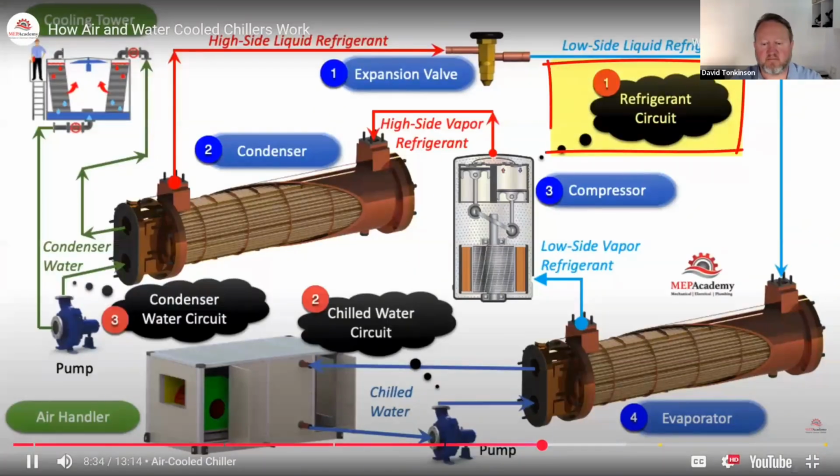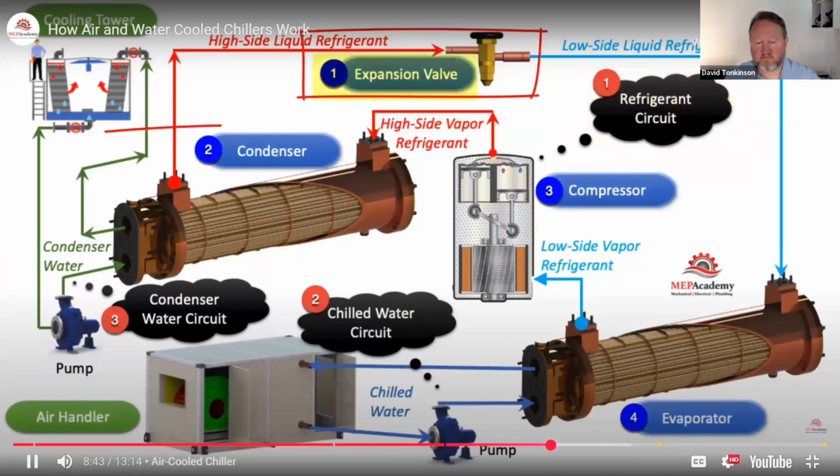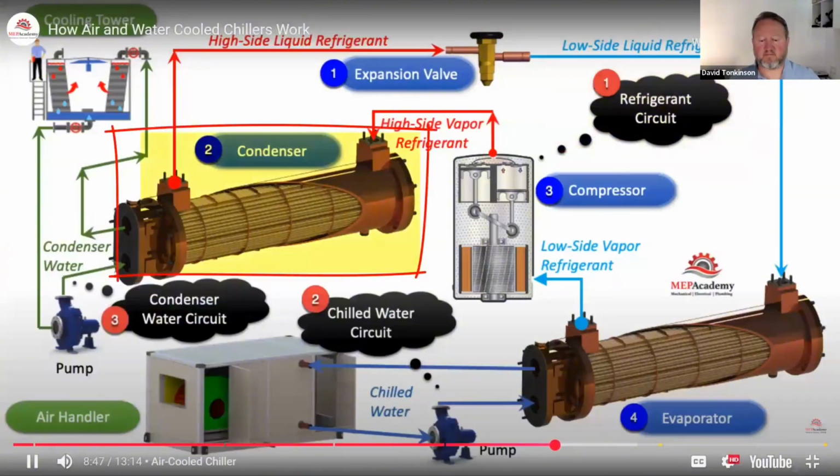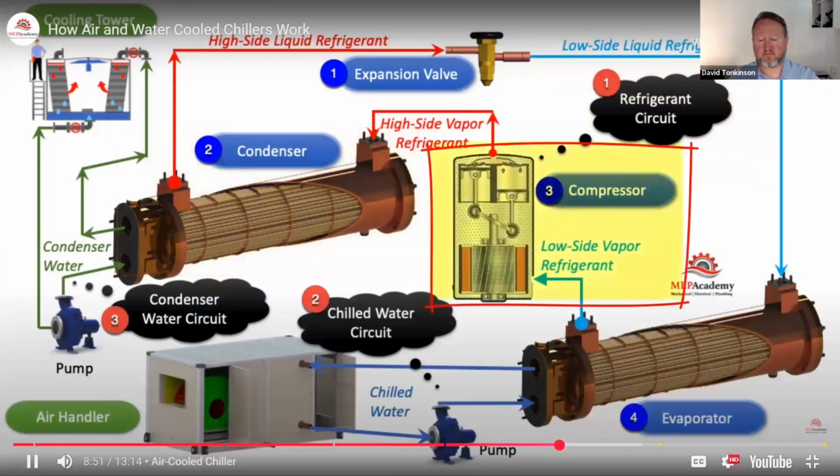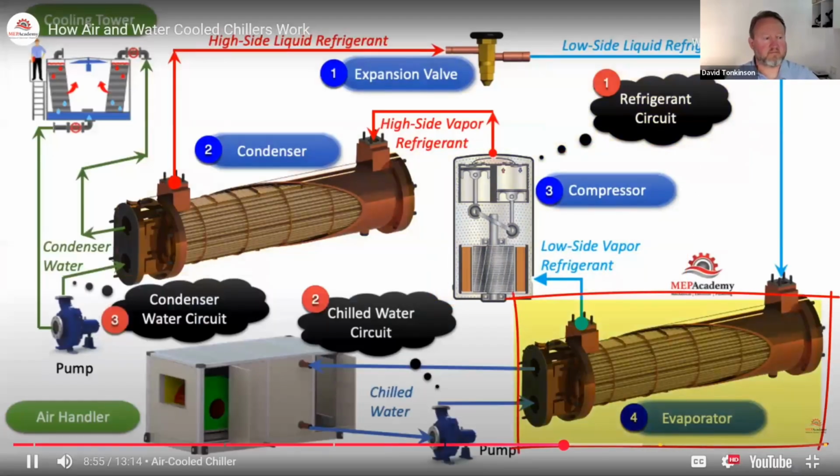All right, so if we look at this, number one here is the refrigerant circuit. That's within the chiller. The chiller has four main components: the expansion valve; the condenser, which is a shell and tube heat exchanger, it's got a shell and it's got the tubes; third, the compressor; and the fourth major component is the evaporator, which is similar to the condenser. It's a shell and tube heat exchanger.